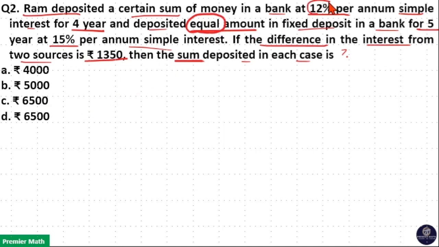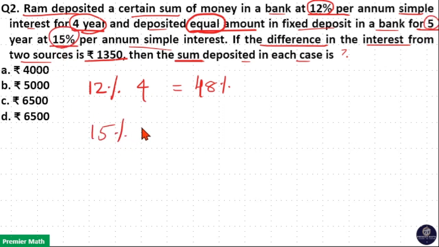In one bank at a rate of 12% for 4 years. That means he deposited an amount of money in a bank at 12% rate for 4 years, so he will receive 12 into 4, 48% interest after 4 years. Now in another bank, he deposited an equal amount for 5 years at a rate of 15%. So 15% for 5 years is equal to 15 into 5, 75%. So after 5 years, he will get 75% simple interest.